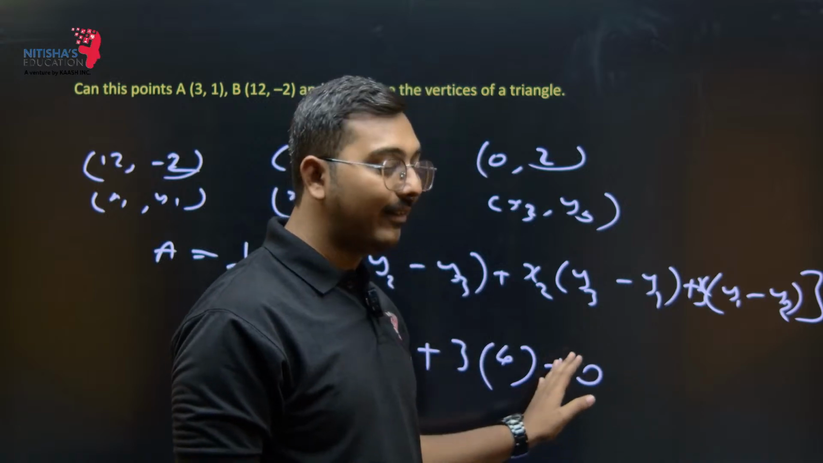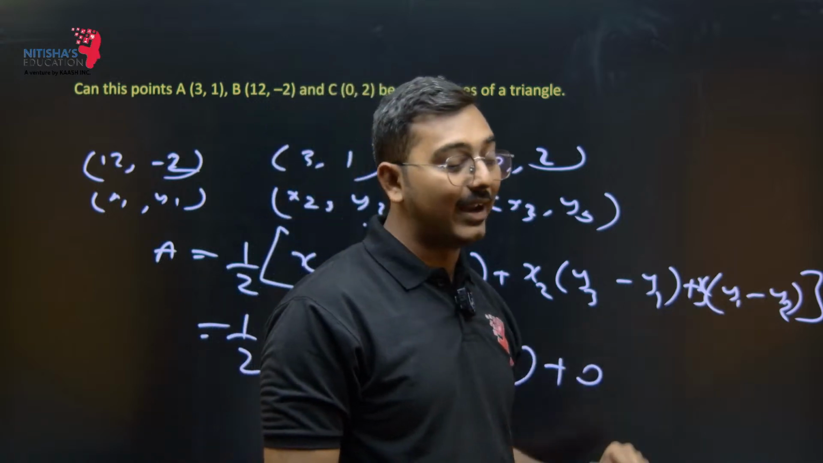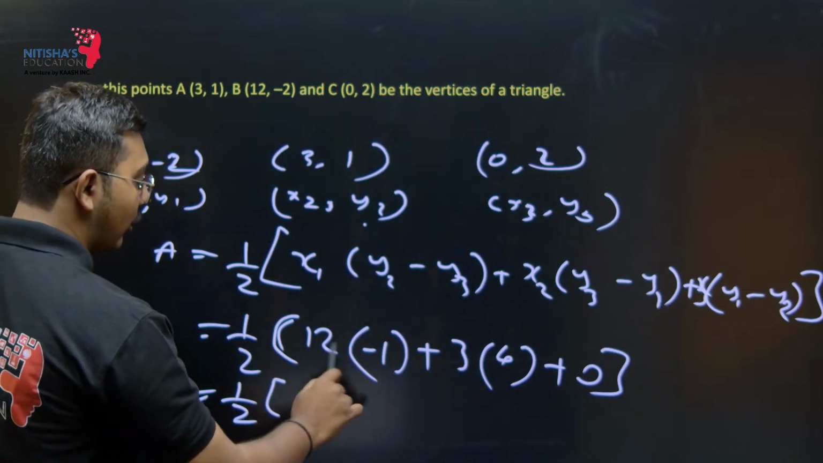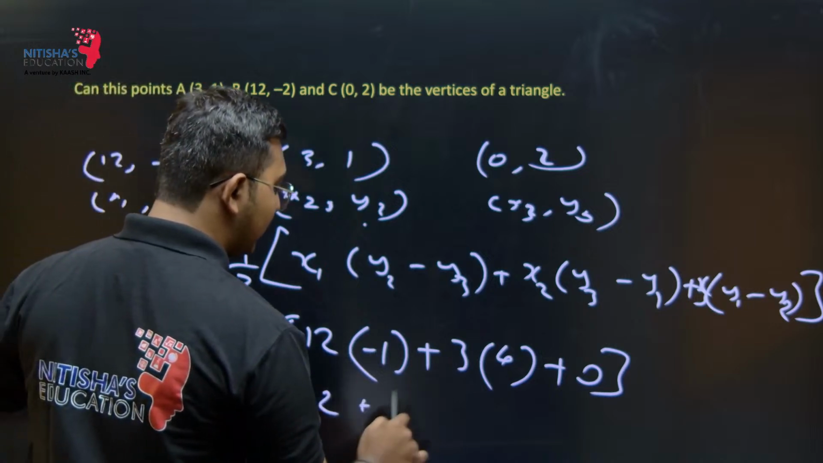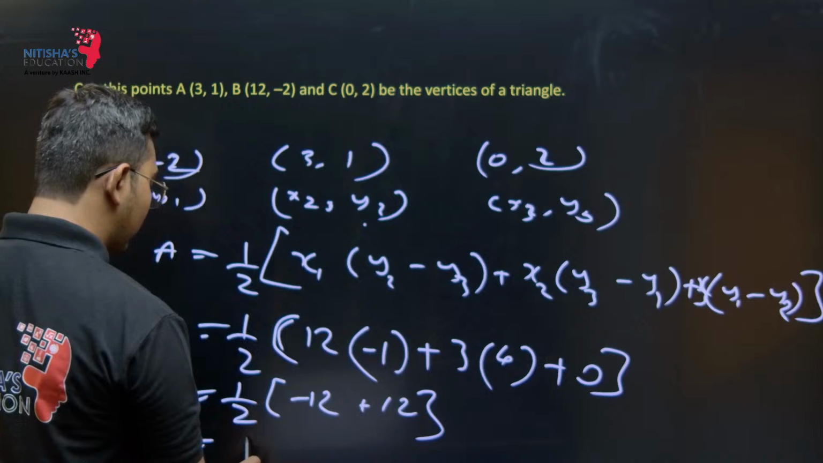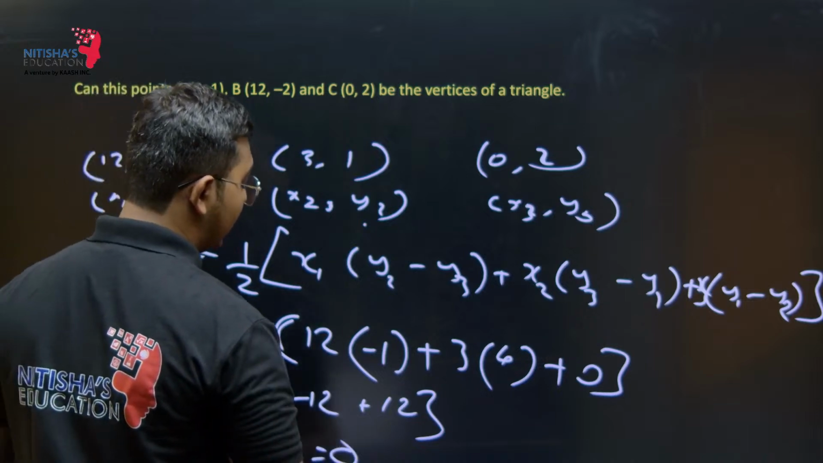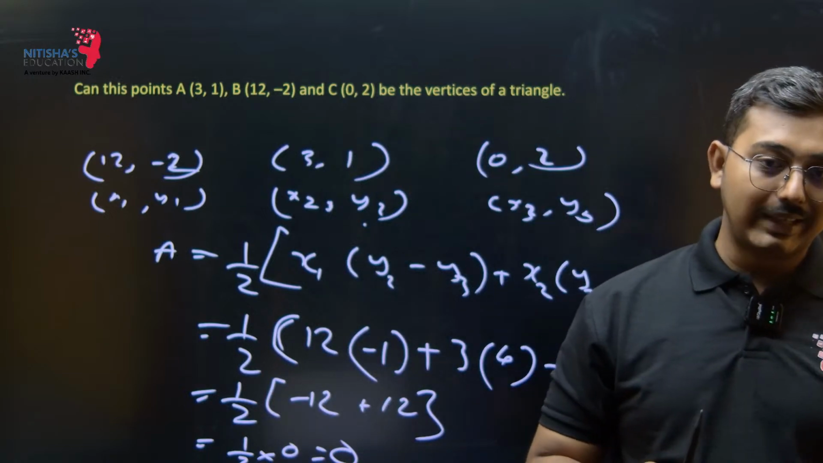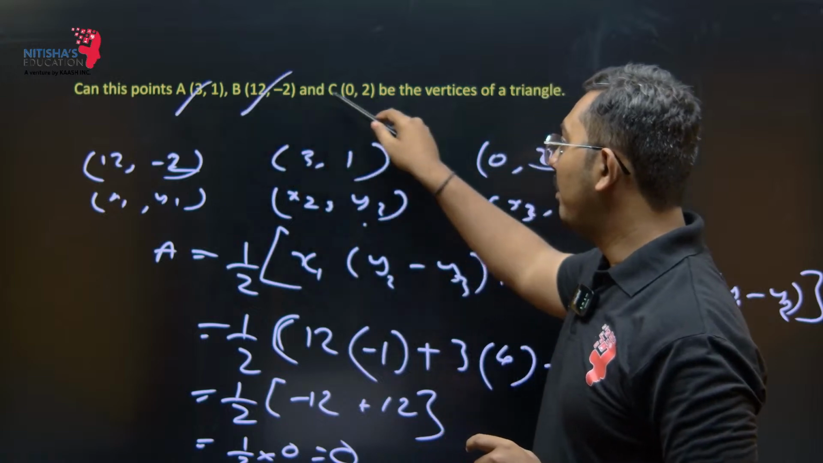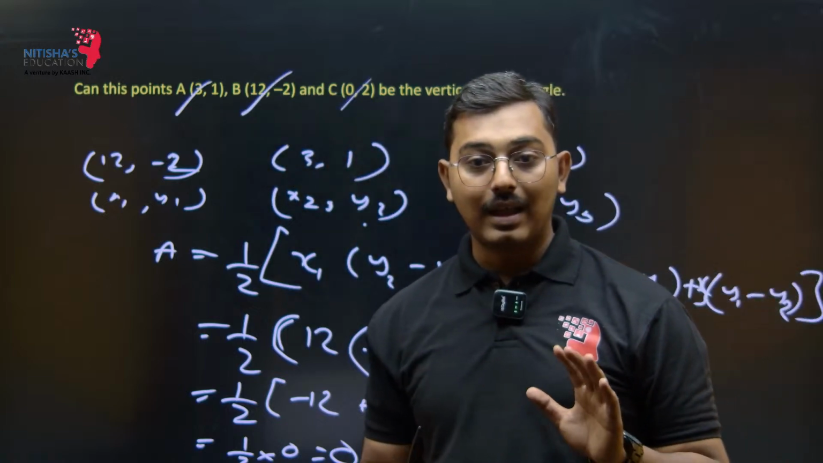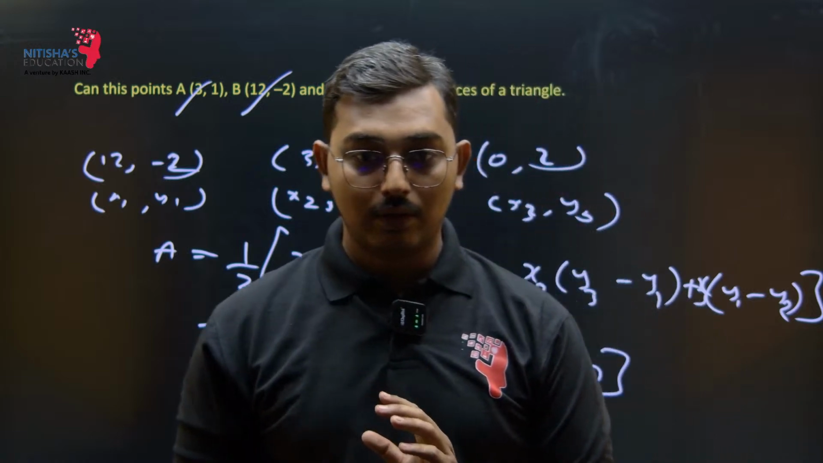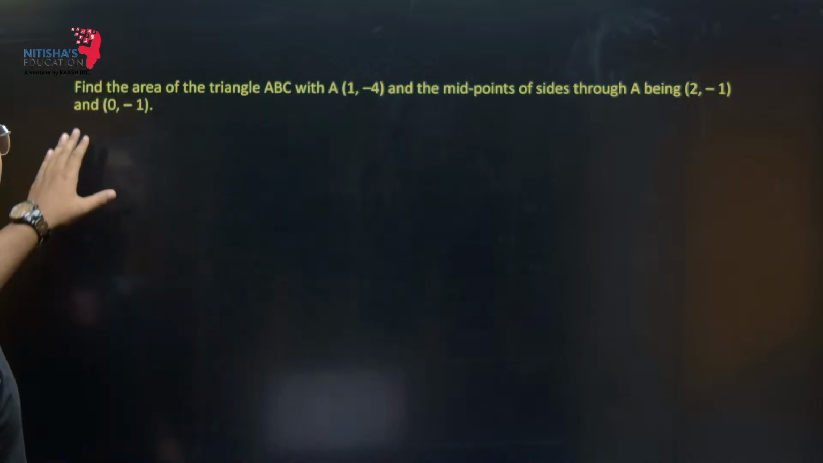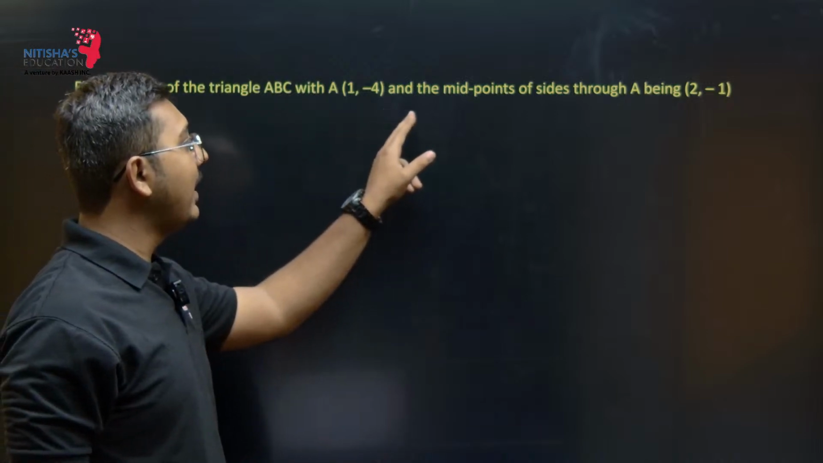So no need to write what is y1 and what is y1 minus y2. We'll close it over here, which will provide us 12 into minus 1, minus 12 plus 4 3s are 12, which is equal to 1 by 2 times 0, which is equal to 0. So what does it mean? The area is 0. It shows that all these 3 points A, B and C are collinear. Okay.